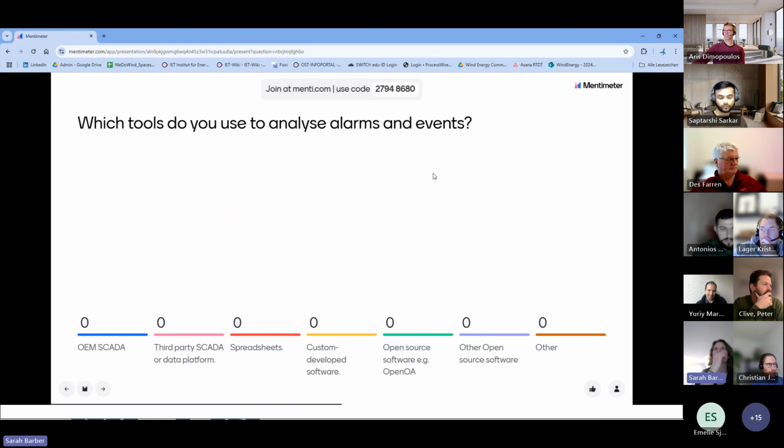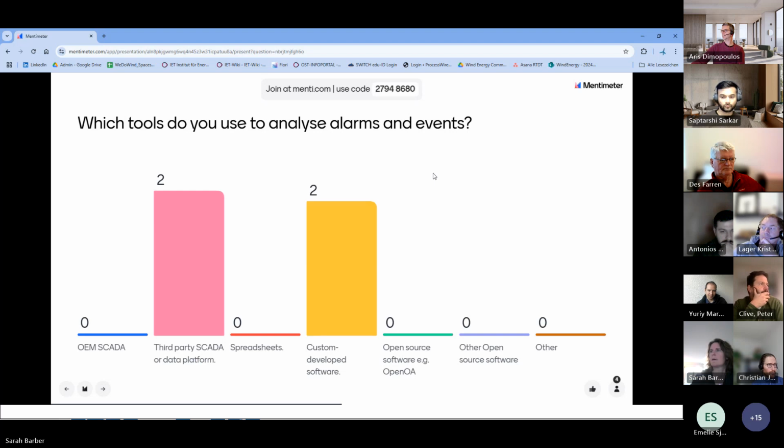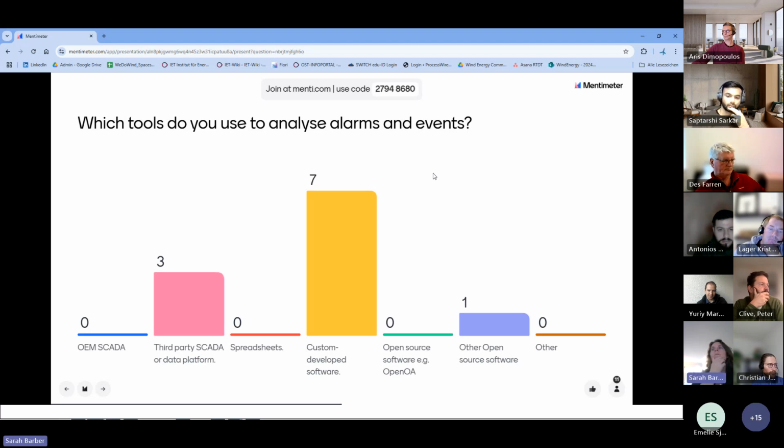And then the next question is, which tools do you use to analyze alarms and events? So either the OEM SCADA tools, third-party SCADA tools, or platforms, like spreadsheets, custom developed software, open source software such as OpenOA or other open source software, or other. It's interesting. Quite a lot of you use custom developed software. None of you use the OEM SCADA.